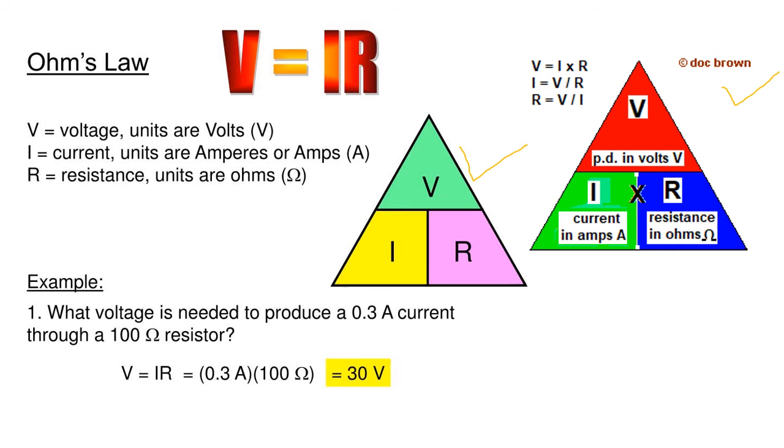For example, one example is given over here. What voltage is needed to produce 0.3 ampere current through a 100 ohm resistor? So here the resistor has been given, and the current is given. What do you have to do? You have to find the voltage, or the potential difference. You just have to apply the formula and you will get the answer.